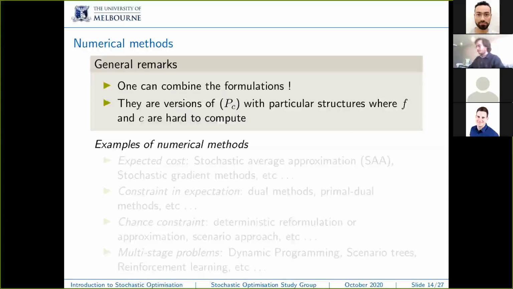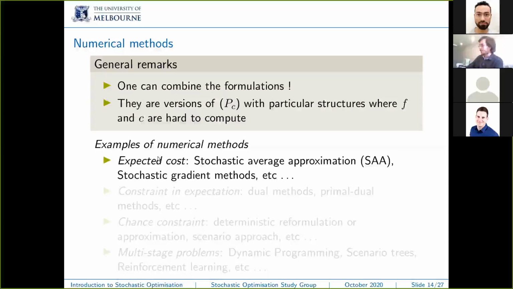As examples of numerical methods for the different cases I presented, for the expected cost you typically have stochastic average approximation. This is a version of Monte Carlo sampling. It can be applied to other cases, but I'm mentioning it here. Maybe the most famous one for this type of problem is stochastic gradient, which is a variant of gradient methods. You might also have second order methods and so on. This is basically for the case when you have an unconstrained problem or problems with a simple constraint.